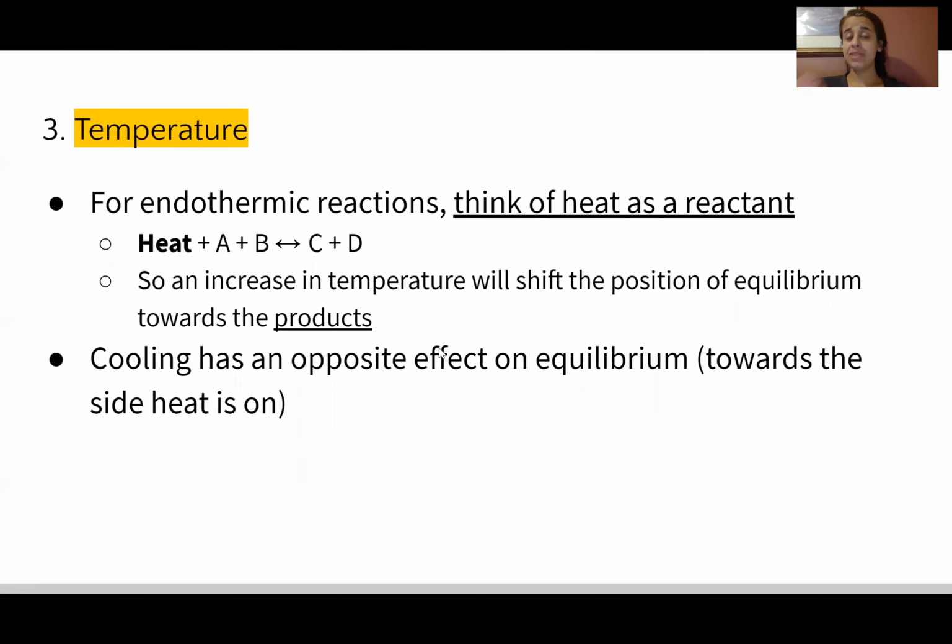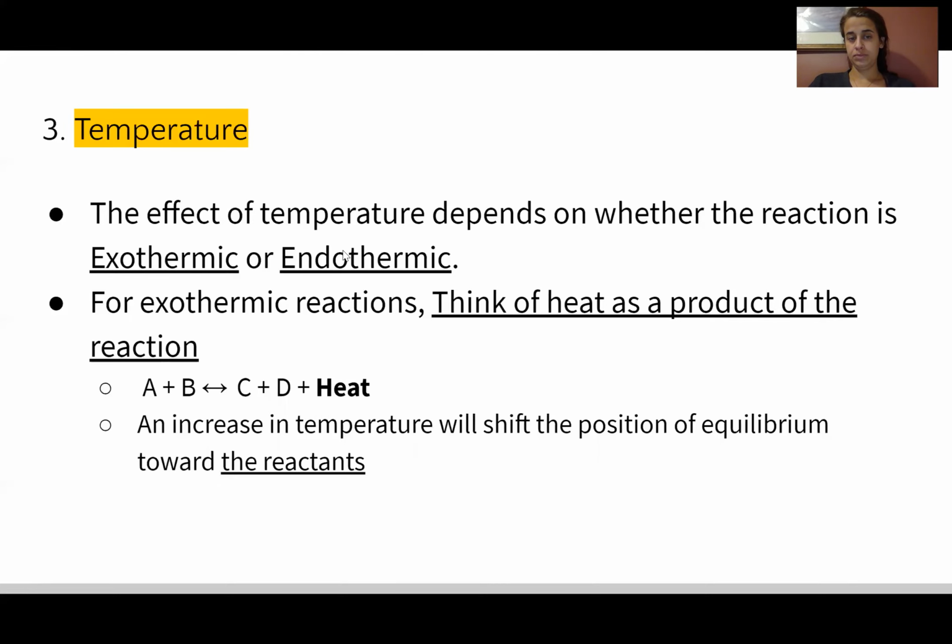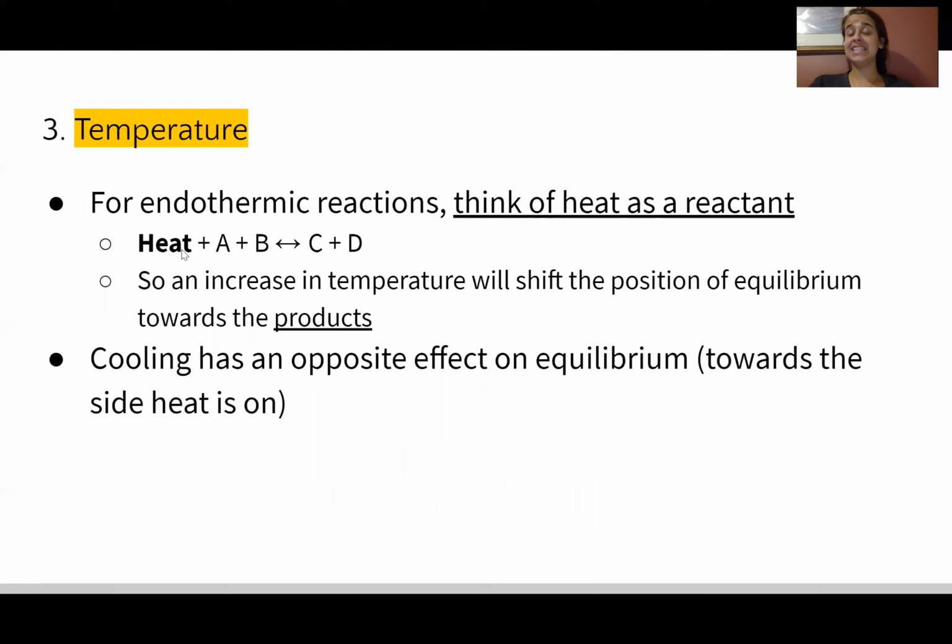The opposite thing happens for endothermic reactions. With endothermic reactions, think of heat as a reactant. Endo, we're entering, so heat is entering. So heat is the reactant here. An increase in temperature will shift the position of equilibrium toward the products. So if we're adding heat to an endothermic reaction, then we're adding a reactant, and to balance this out, our equilibrium is naturally going to shift us toward the products.